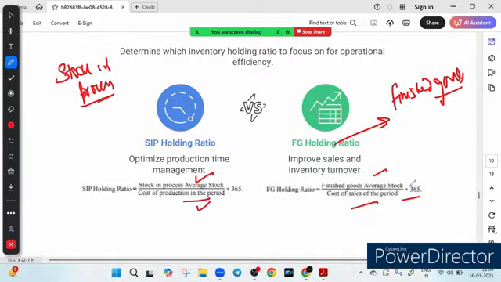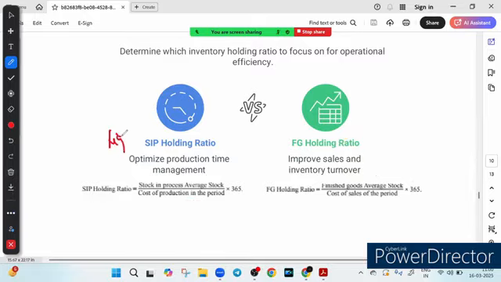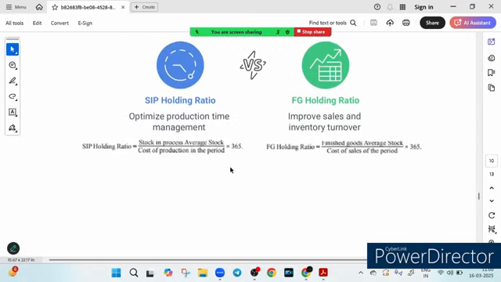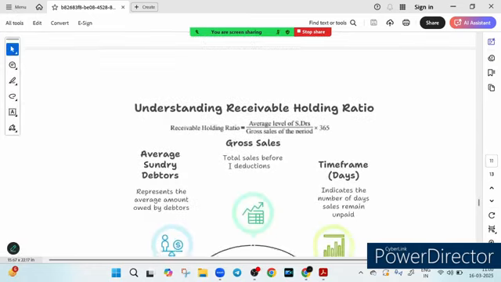So for a business, both ratios are very crucial. If this SIP holding ratio is high, it means slower production and a possible delay. And if this FG ratio is high, it means slow moving stock and potential loss. So balancing both ensures efficient production and faster sales, right? We have discussed three kinds of ratio here: the raw material holding ratio, the SIP holding ratio, and the FG holding ratio. Now there is something called the receivable holding ratio.